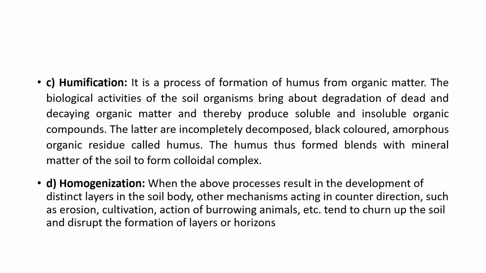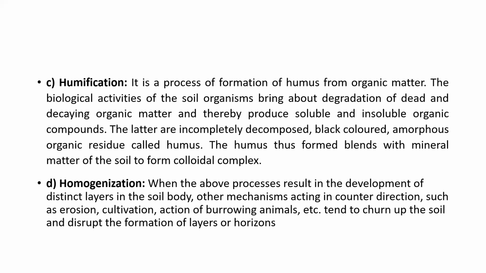Number four is homogenization. Now, when the humification results in the development of distinct layers in the soil body, other mechanisms acting in counter direction, such as erosion, cultivation, action of burrowing animals, etc., tend to churn up the soil and disrupt the formation of layers or horizons.